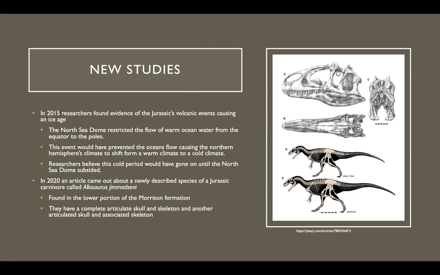or they would freeze. And in 2020, an article came out about a newly described species of Jurassic carnivore called Allosaurus jimmadseni, which is found in the lower portion of the Morrison Formation, like we talked about earlier. And they have a complete articulated skull and skeleton, and another articulated skull and associated skeleton. So this is still recent, and this is actually a drawing of what the skull looks like, and this is what the complete skeleton would have looked like.